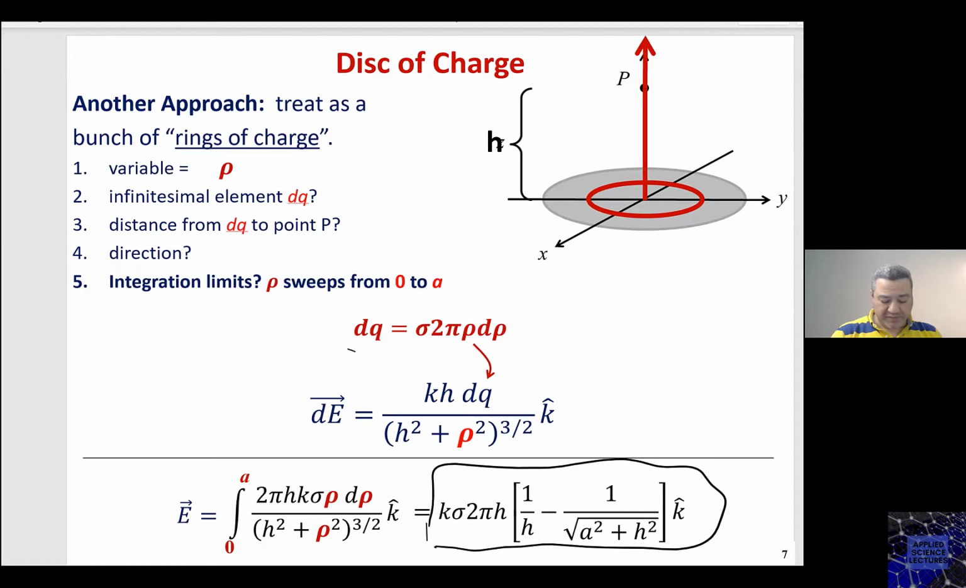In this case, the dq would be sigma 2 pi rho d rho, and then you have the rho in the denominator as well. No, this is not constant anymore. This is not a as we have seen in the ring of charge anymore. This one is changing as well, so it goes into the integration.